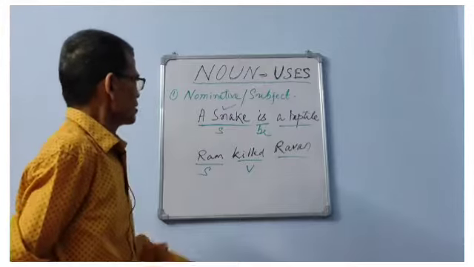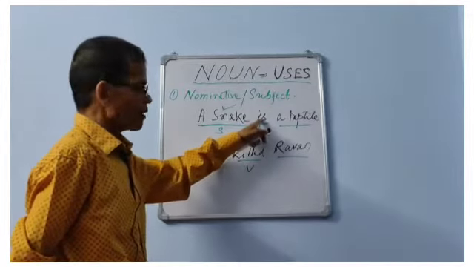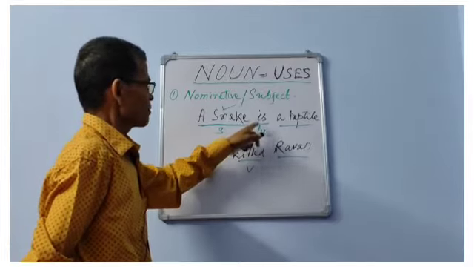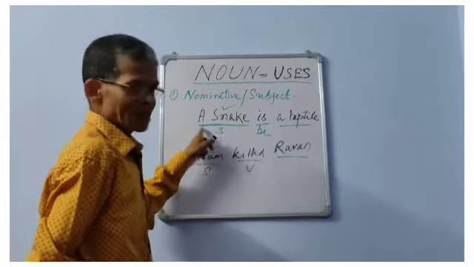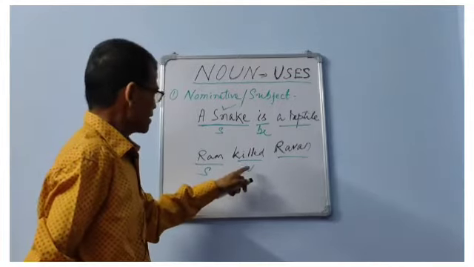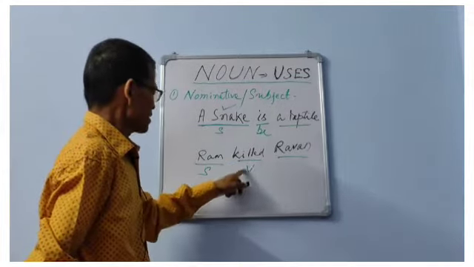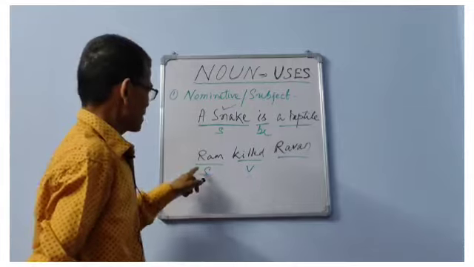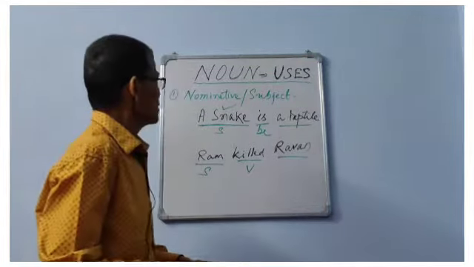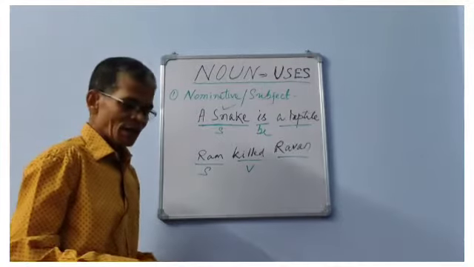Okay, now here is the verb, be verb, main verb, and for this verb of state we have the subject, a snake, and here the verb is killed, and for this verb killed the doer or the agent, the subject is Ramo, and both these examples belong to the nominative case or the case of the subject.